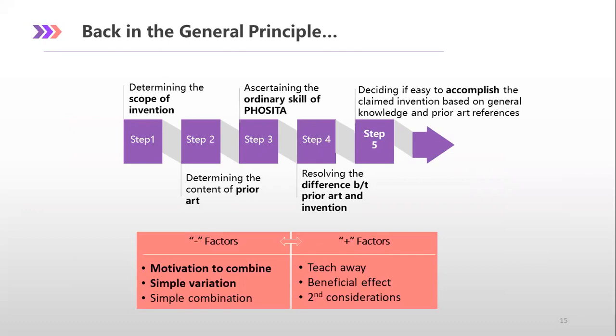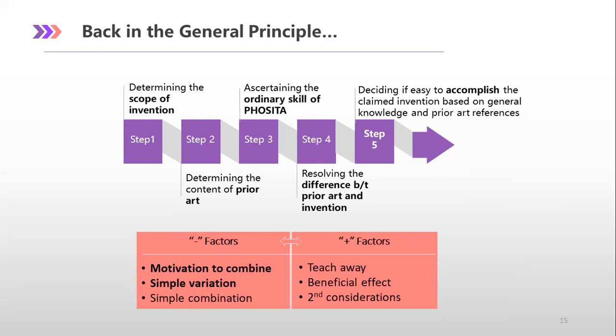First, you have to determine the scope of the invention, and then you determine the content of prior art. And thirdly, you ascertain the ordinary skill of the person having ordinary skill in the art. Then you resolve the difference between the prior art and the invention. And finally, you're able to decide if it is easy to accomplish the claimed invention based on the general knowledge and the prior references. Specifically, in this fifth step, the examiner will cross-investigate any factors to encourage or discourage inventive step.